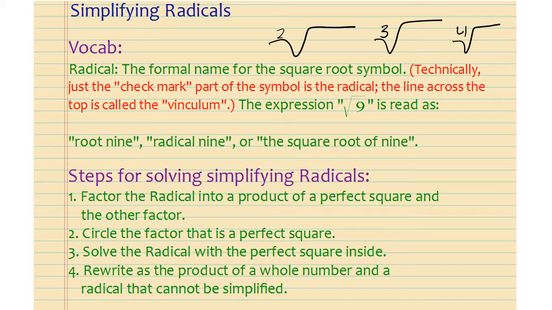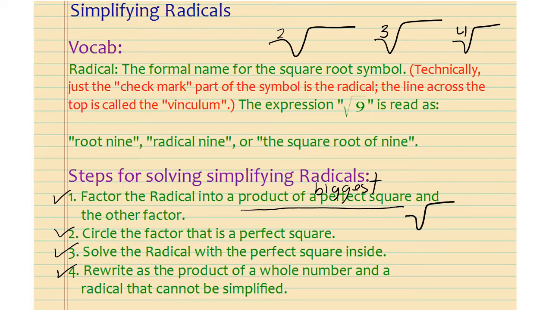The steps are listed here. We are going to factor the radical into a product of a perfect square, that is, the biggest perfect square that goes into the number inside the radical, and the other factor, so that the two of them multiply to get that number.